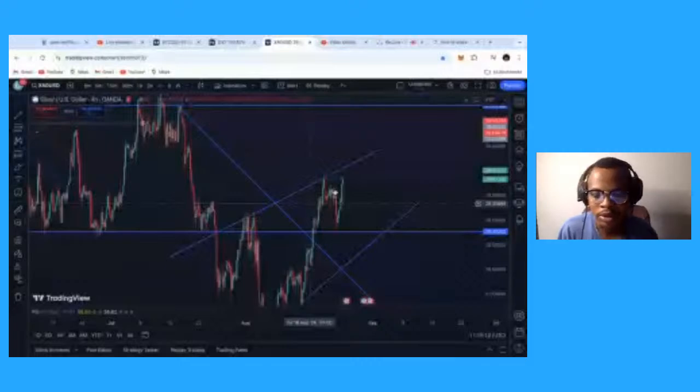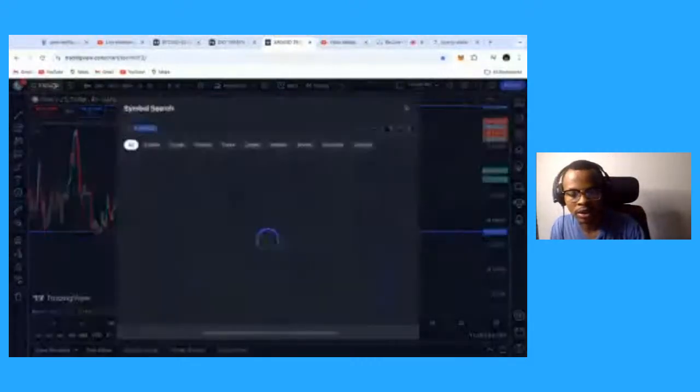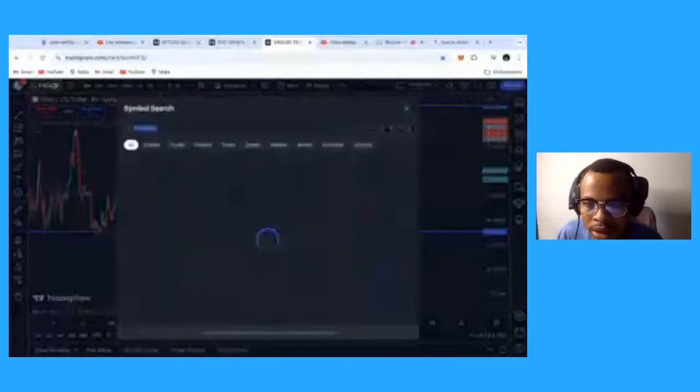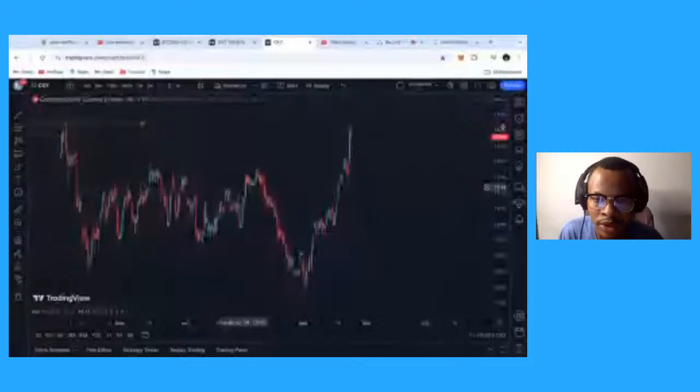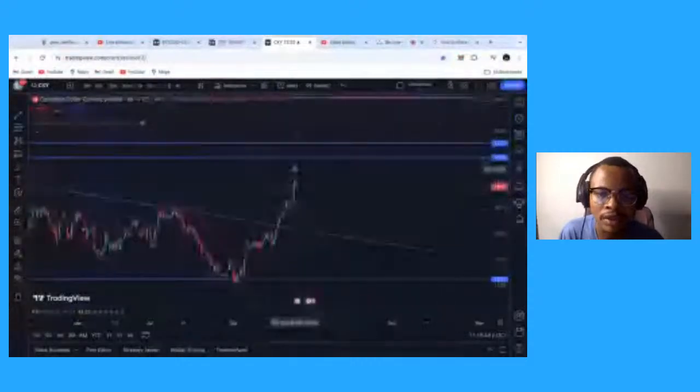Now let's look at the next pair we're looking at, which is CAD, the Canadian dollar. Look at the Canadian dollar. It broke a trend line on the daily time frame, also on the 4 hours. Before it starts pushing lower, we need to come up to this particular OTC region to have a seller.